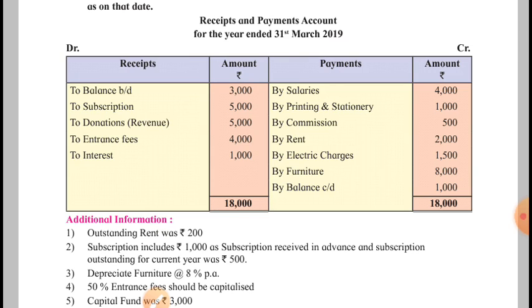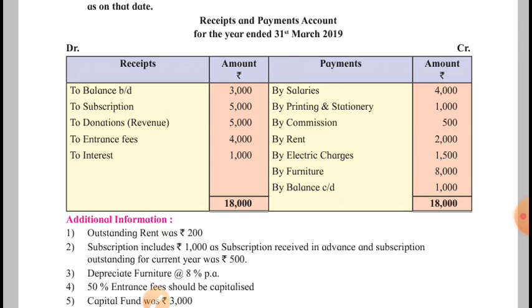And interest, we received this interest. It is on the receipt side, isn't it? So this is the interest we received during the year, 1000. That's also income. So subscription, revenue donations, entrance fees and interest received, all four are items of income and will be credited to income and expenditure account.